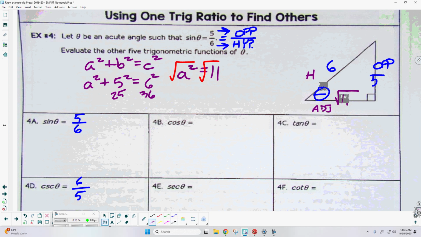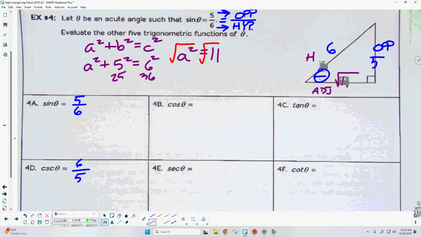Okay. Now I've got everything I need. I can go ahead and find whatever missing trig function I want. Okay. Now you'll notice we're already to the point, it's no longer writing out the ratio for me. But is there anybody who would like me to continue to write that out? Okay, let's do it. So I remember that cosine was going to be the adjacent over the hypotenuse.